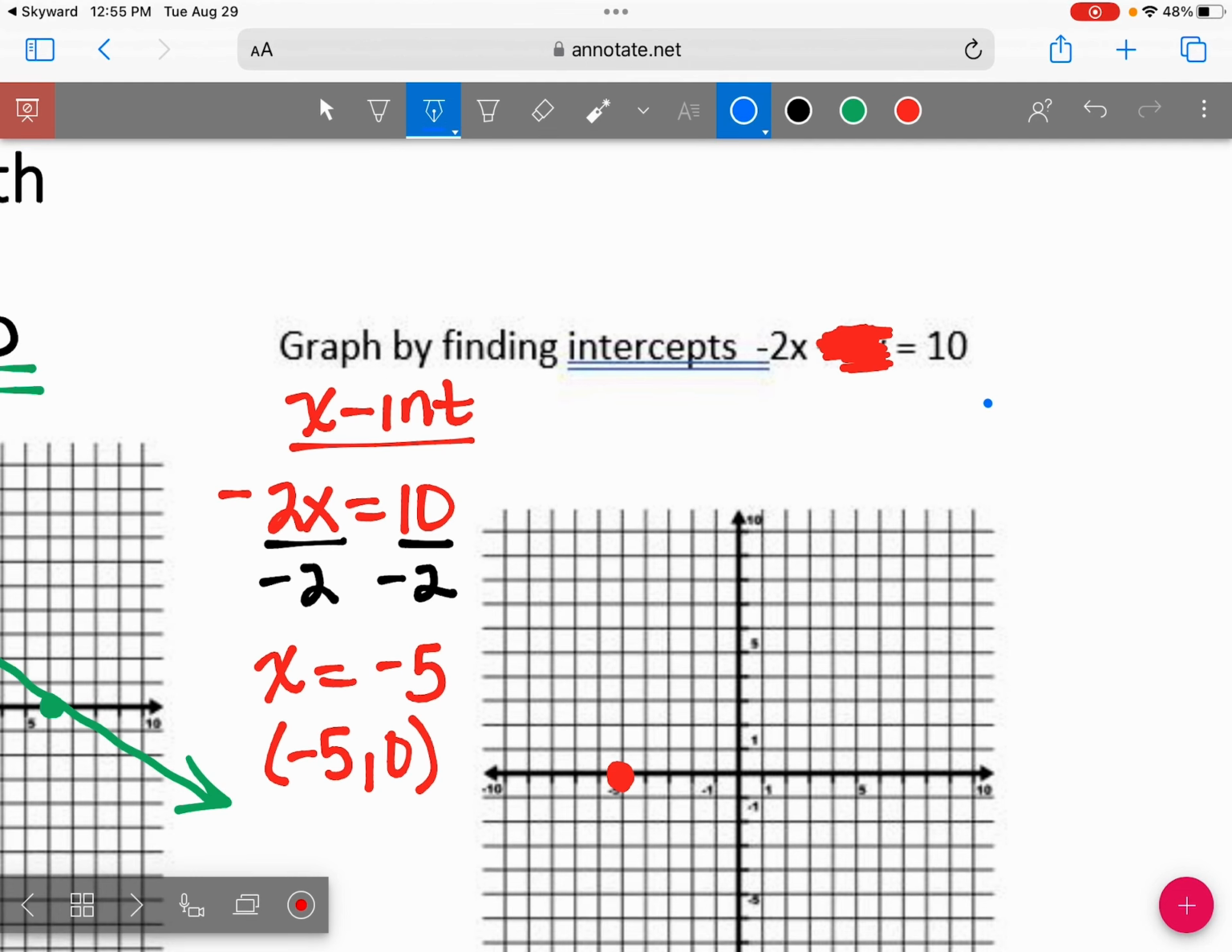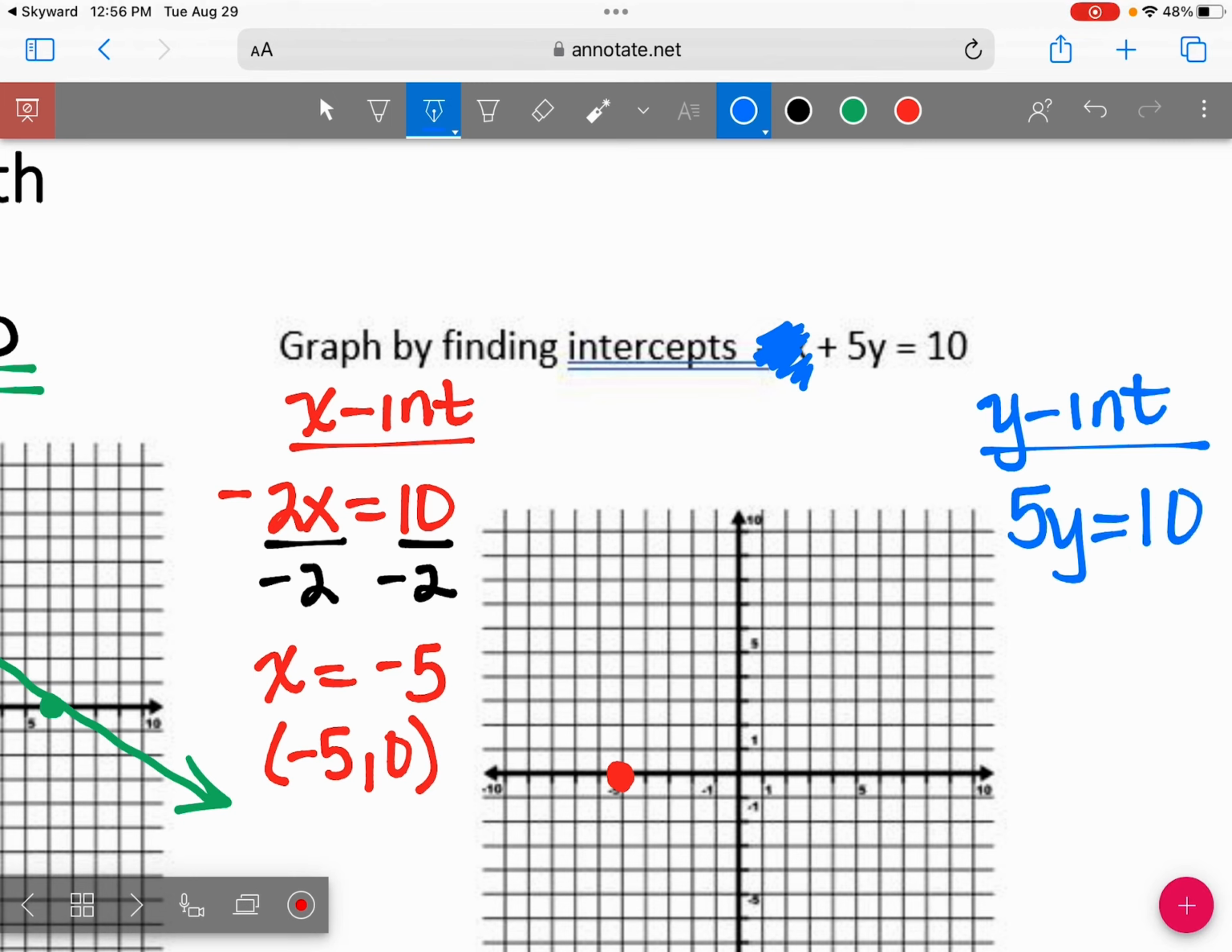So your y-intercept, now you're not covering up the y, you're actually going to cover up x. So now I'm going to cross this part out. So that leaves me with 5y equals 10.